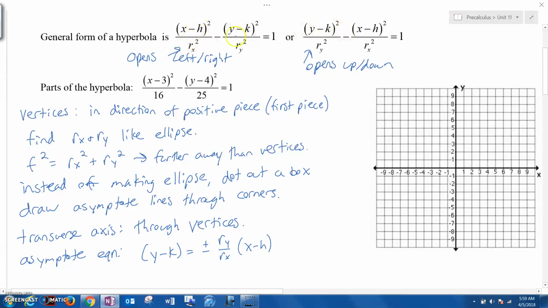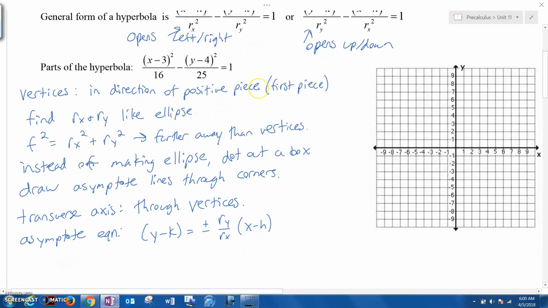The general form is very similar to an ellipse, except there's a minus sign instead of a plus sign between the two pieces. So think: ellipse has the plus, hyperbola has the minus when you're dealing with the general equation. The first piece tells you which way it's opening. The positive piece, if it's x, the vertices are in the x direction, so it opens left and right. If it's y, the vertices are in the y direction and it opens up or down. It's not necessarily the biggest piece now.